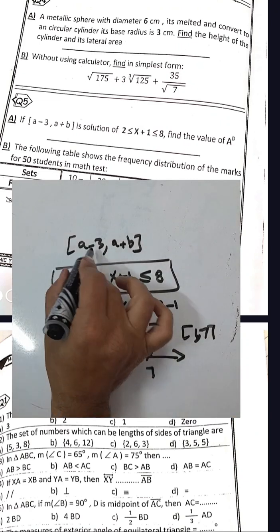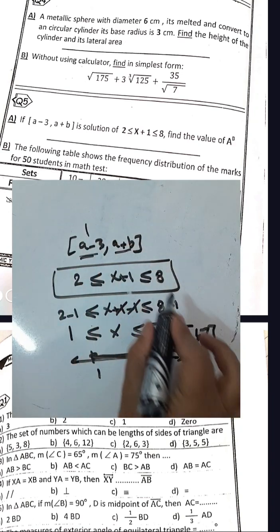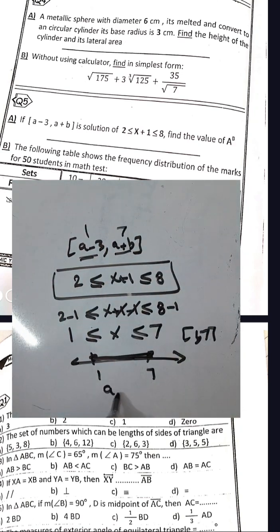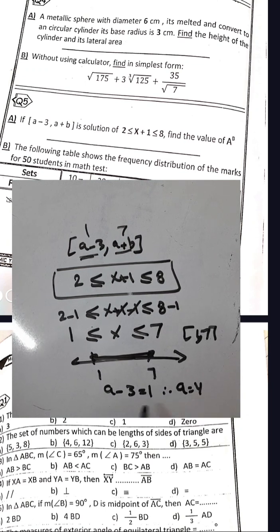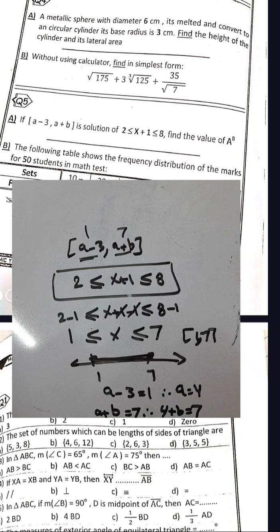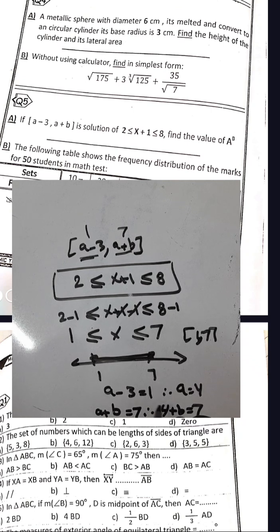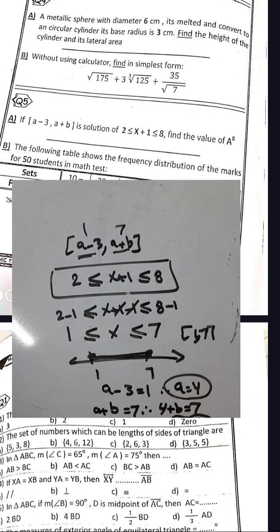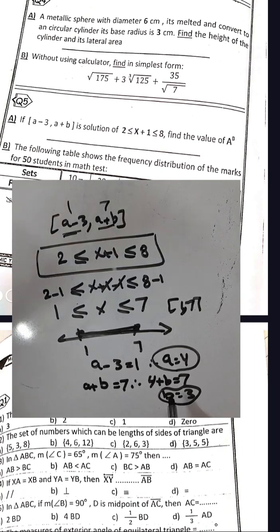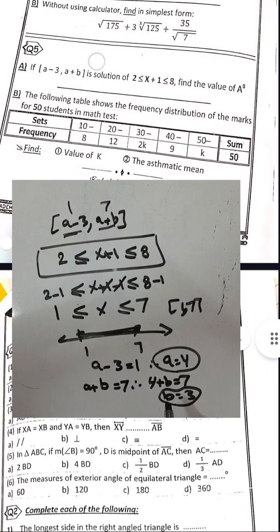Then a minus 3 will be 1, and a plus b equals 7. Then we can write a minus 3 equals 1, so the value of a equals 4, and a plus b equals 7. Put a equal to 4 here, then 4 plus b equals 7. Then the value of b equals 3. We have a equal to 4 and b equal to 3. From this example, we can find the values of a and b.